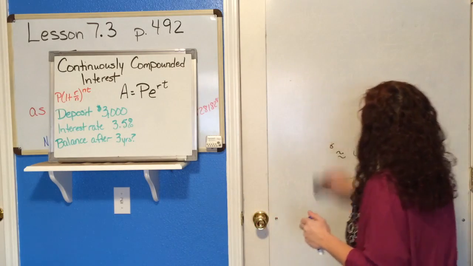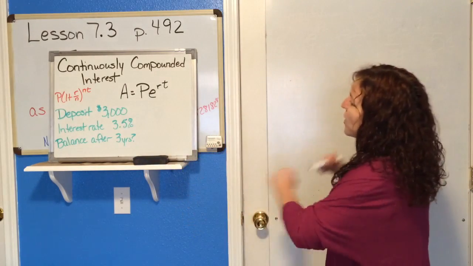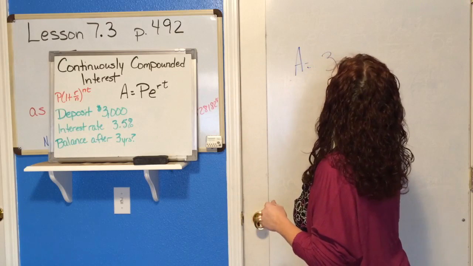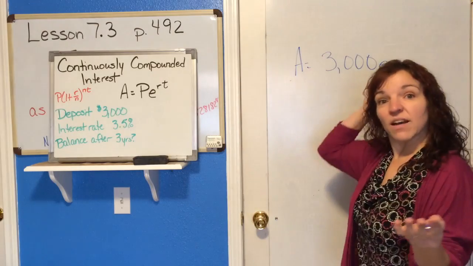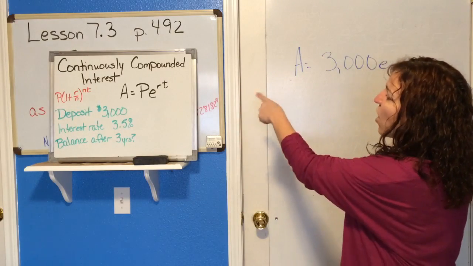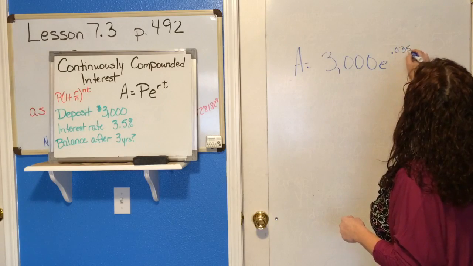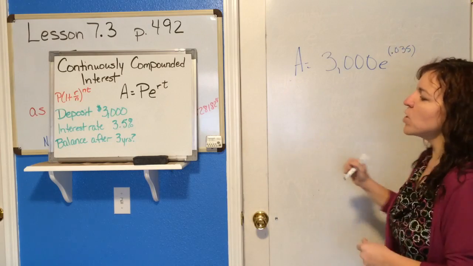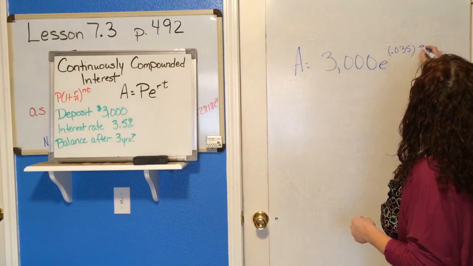All right. So we're simply going to put in those numbers. So we've got 3,000 for P, so the amount equals 3,000. And then e, remember, it's a constant. e to the rt power, so the rate is 0.035. Don't forget to change that to a decimal from a percent. And we want to know, what is our balance after 3 years? So that becomes our t, times 3.